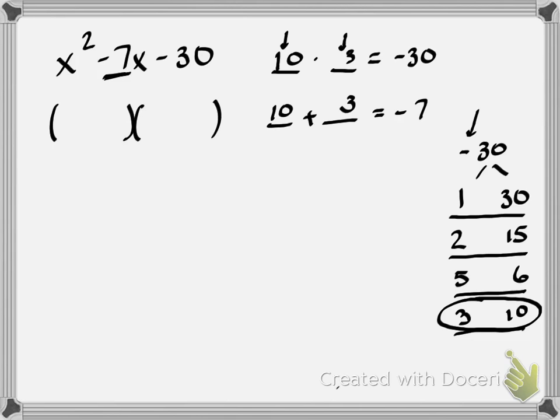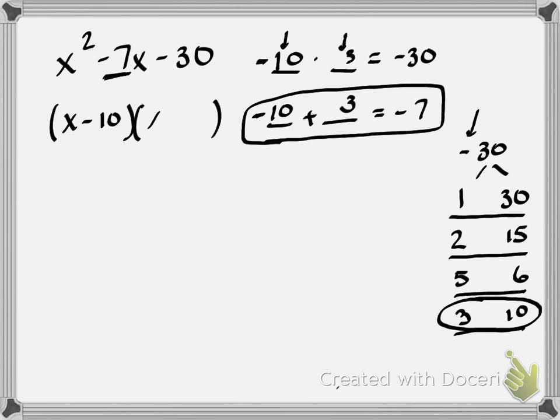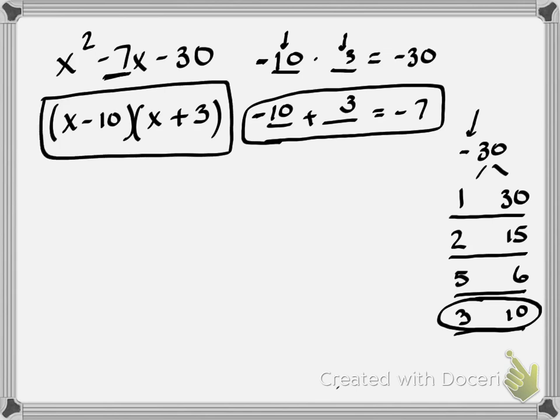You need to come down here to the adding portion and think about what number needs to be negative in order to make those two add together to give me negative 7. If you think about that, the 10 should be negative in order for that to add up to negative 7. And so it would be x minus 10 and x plus 3. And then this is factored. That's my answer.